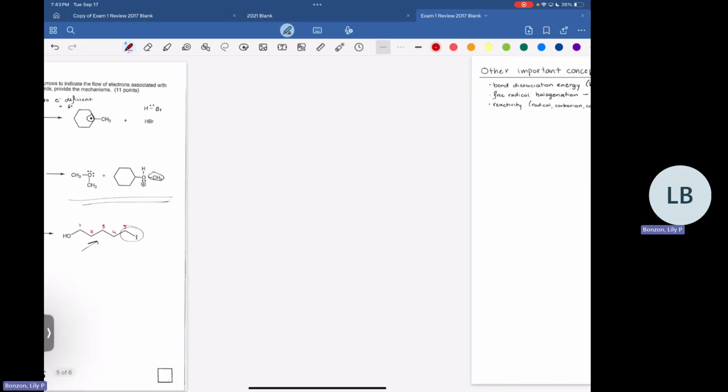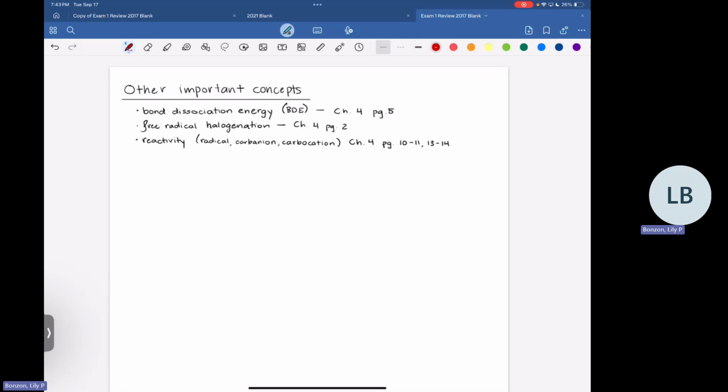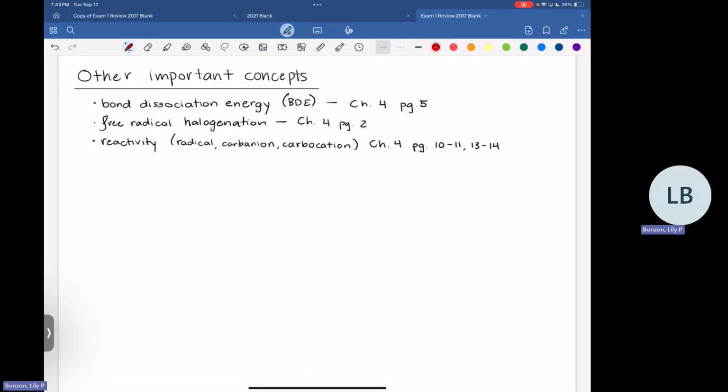Okay, so that's going to be all of our questions. I wanted to point out a few other important concepts I think might be asked on the exam. Depending on how far you get, you might be asked a bond dissociation energy question in the facts part. Free radical halogenation, which is kind of like the mechanism we talked about for 11A. And then reactivity of radicals, carbanions, and carbocations. Like I said, depending on how far you get. And those are all the chapters and pages that you can look to for reference.